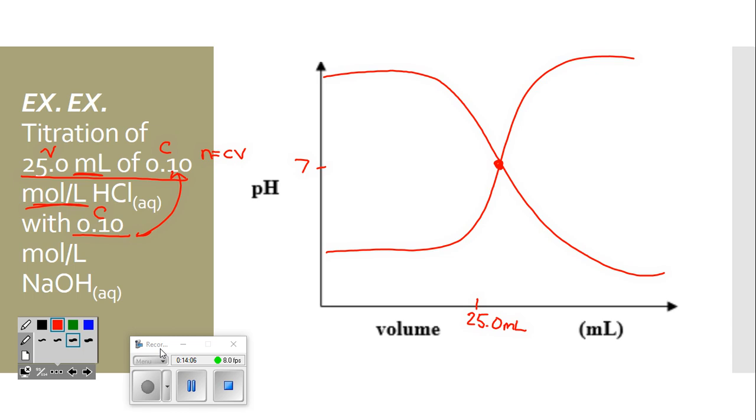So you would calculate how many moles you had of acid by multiplying concentration and volume. Then you would say, well, what volume would I need to have so that I can have the same concentration and the same number of moles as before? And in this case, it will tell me 25 milliliters. And that's where the middle of the sharp drastic change should be.